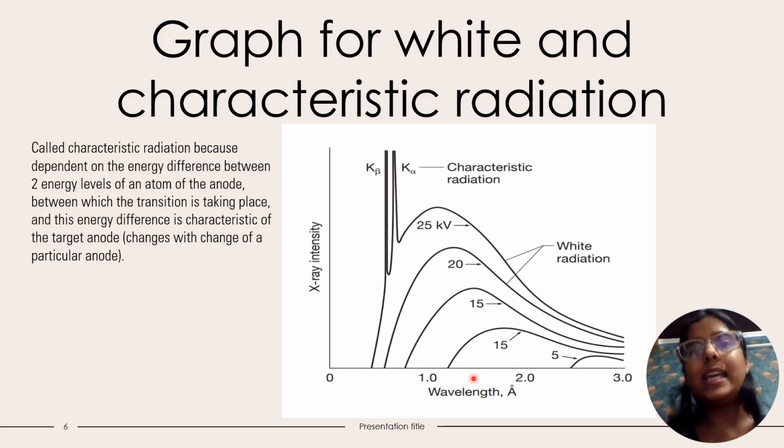Here you can see that as the external voltage is increased from 5 to 25 kilovolt, the intensity of white radiation also increases.